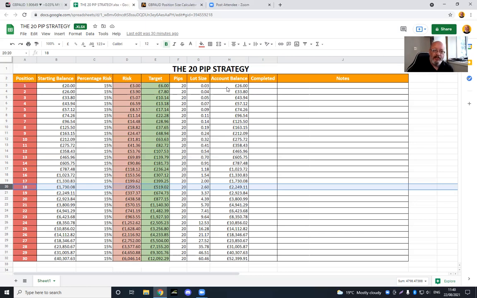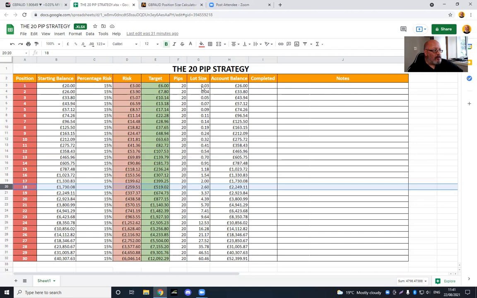What your account balance is at the end of that trade, as long as it wins, and whether it's completed, so you could just put a Y and an N in there. So yes, well, I don't know why you put a no, but yes, completed. Then notes as to why you got into the trade, what the setup was, so on and so forth, so that you can just keep a tab on, okay, that setup worked, that one worked, that one worked. I'll keep using that sort of setup. So 20 pips, starting off with £20, £26 at the end of the day.